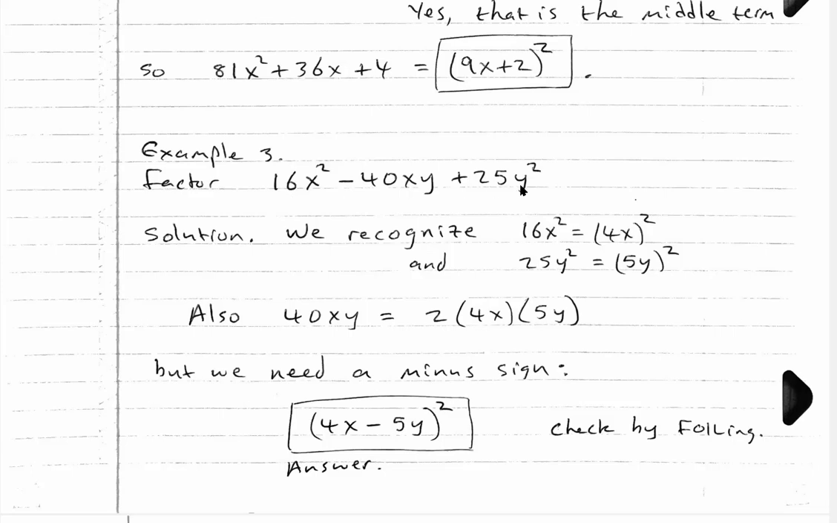All right, trinomials that look like this are called perfect square trinomials. They really are a special case, but it's just a handy trick to remember. The other way to do this is with the AC method, but it's difficult here with these big numbers.